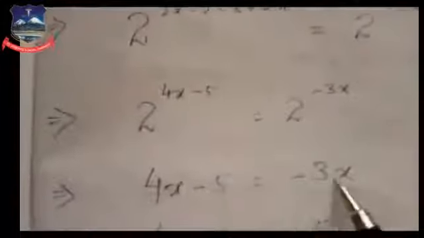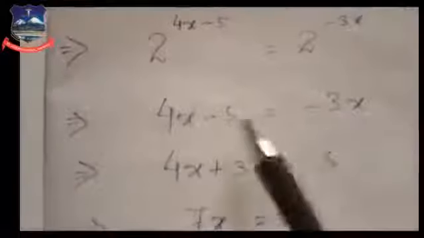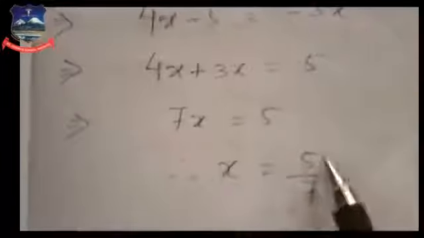Same base, powers are equal. So 4x minus 5 is equal to minus 3x. So 4x plus 3x is equal to 5. Then 4x plus 3x is 7x is equal to 5. Therefore x is equal to 5 by 7. So the value of x is 5 by 7.